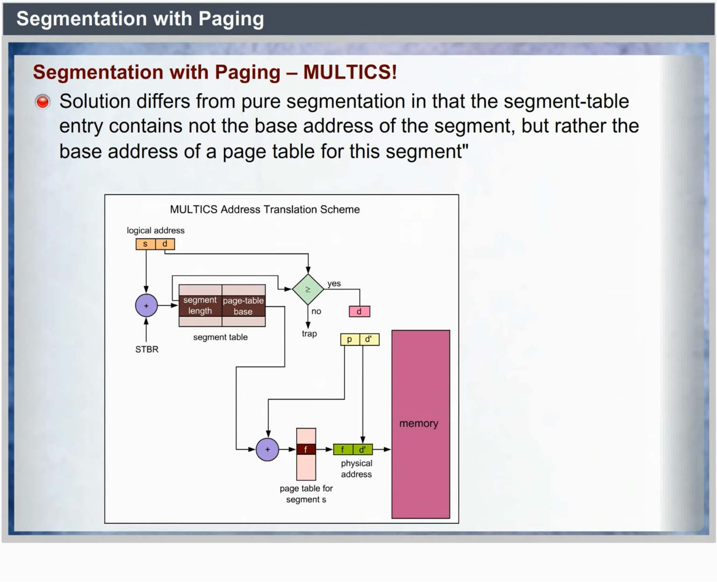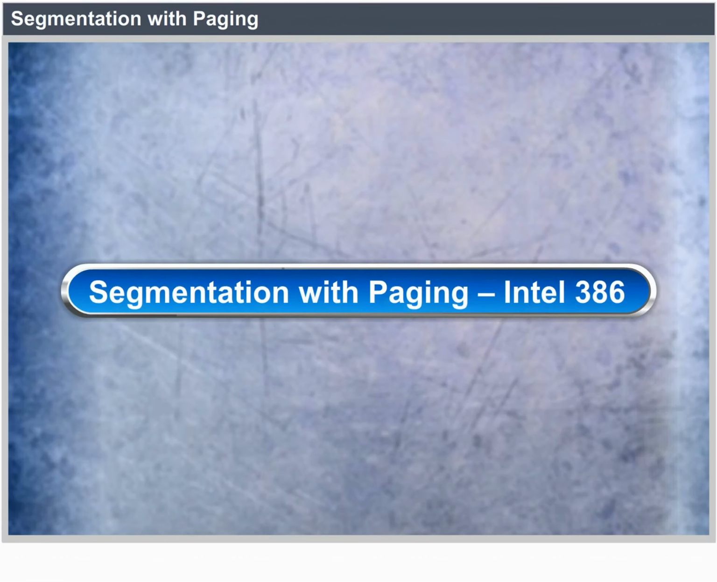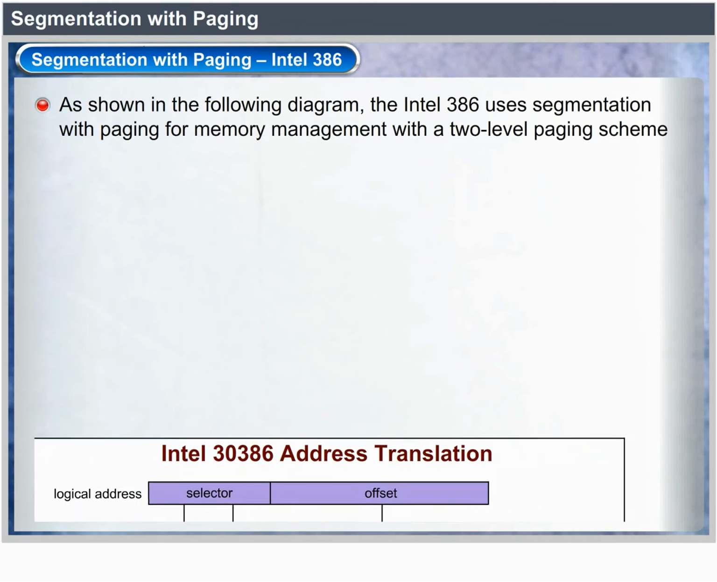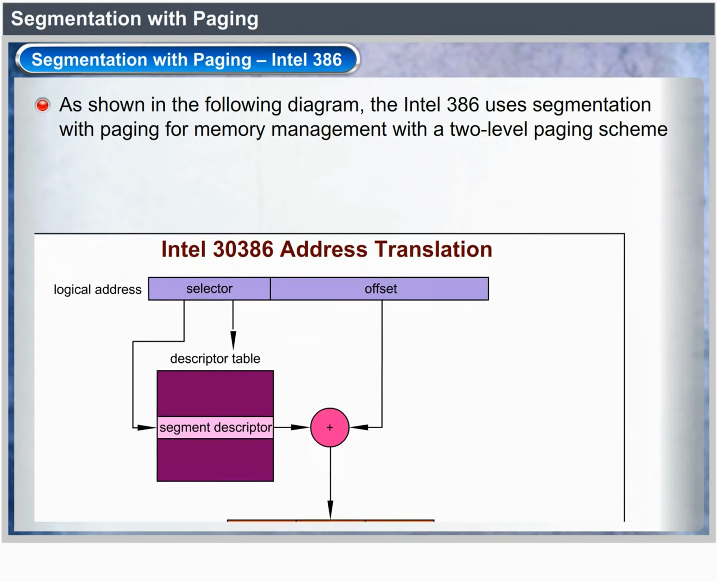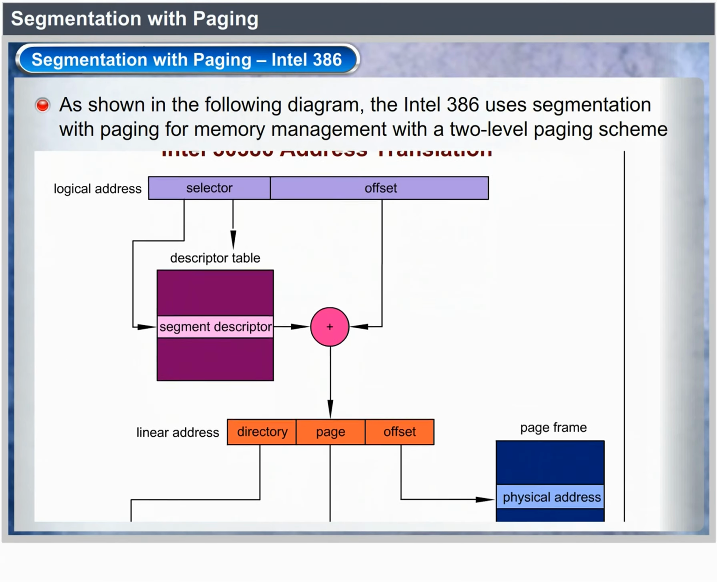Segmentation with paging, Intel 386. As shown in the following diagram, the Intel 386 uses segmentation with paging for memory management with a two-level paging scheme. Intel 80386 address translation.